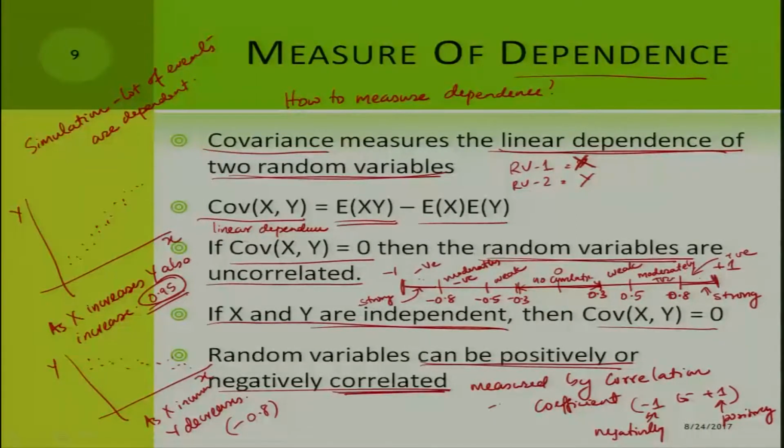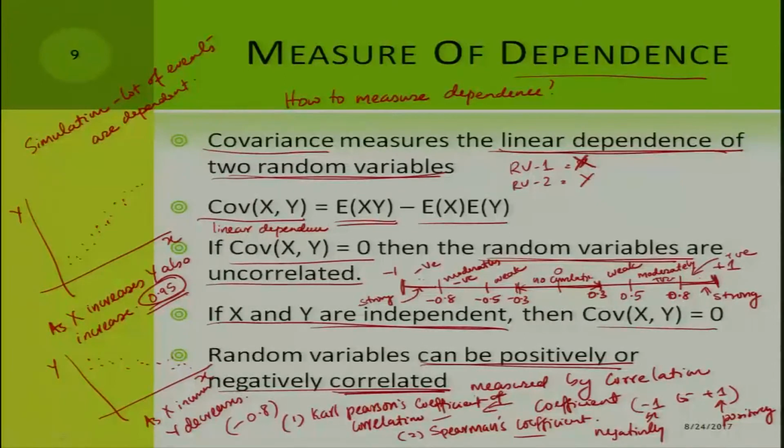So, I expect you to study at least two. One is Karl Pearson's coefficient of correlation, that is one. The other one is Spearman's coefficient. People call this Spearman's rho and those kinds of things, but these two are quite important for this class. Because these coefficients of correlation are usually measured when you are doing analysis of simulation output data.